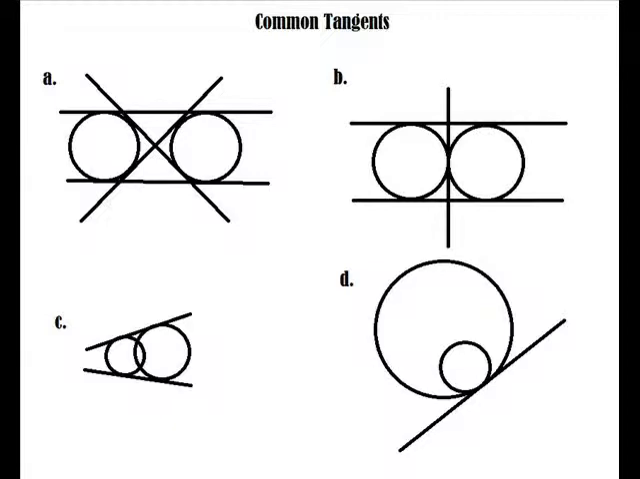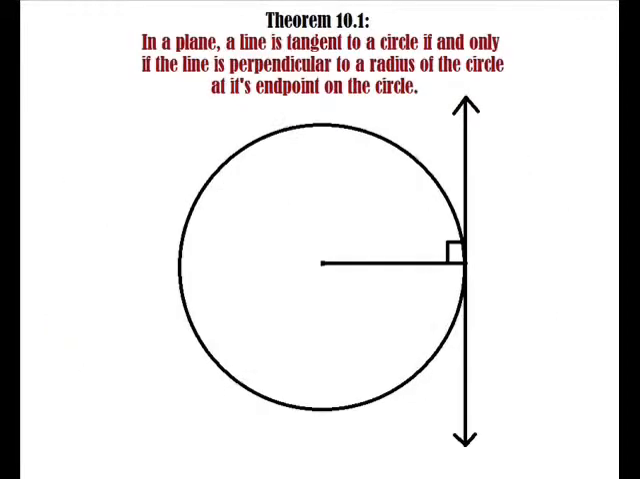A has 4 common tangents, B has 3 common tangents, C has 2 common tangents, and D has 1 common tangent. Theorem 10.1. In a plane, a line is tangent to a circle if and only if the line is perpendicular to a radius of the circle at its endpoint on the circle.